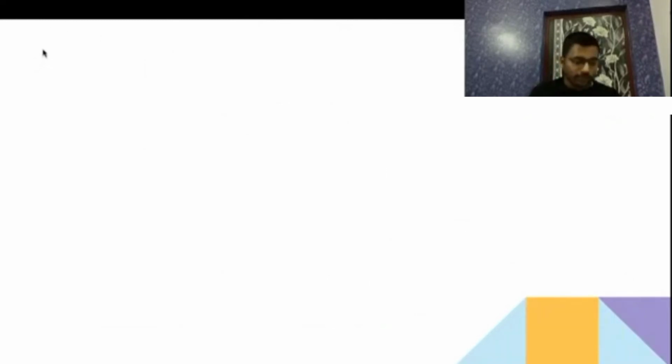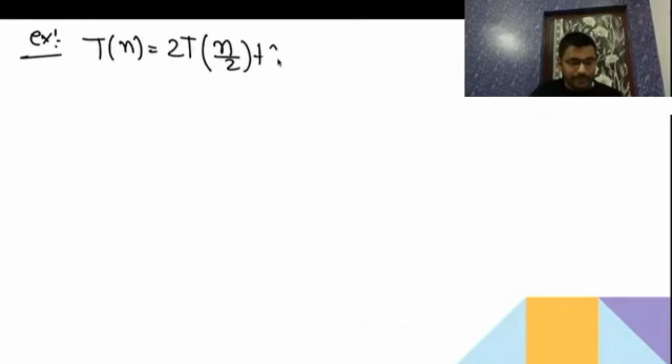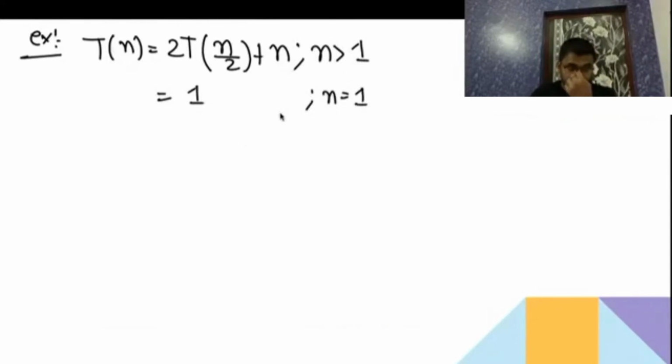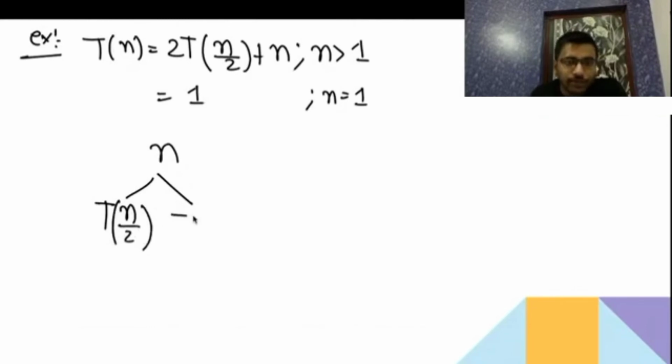Yeah. Now see the next one. Tn is equal to 2T(n by 2) plus n for n greater than 1, and is equal to 1 when n is equal to 1. Now here I am not going to write everything, just see. This equation means that you are doing n amount of work, whatever the size is, and then you are going to divide that problem into two subproblems of size n by 2. So when you are doing n amount of work, you are dividing it into two subproblems of n by 2 and n by 2.